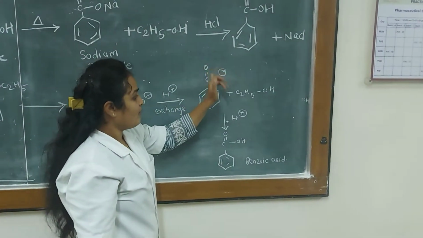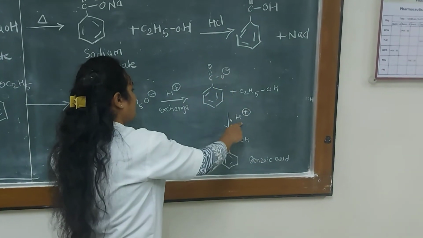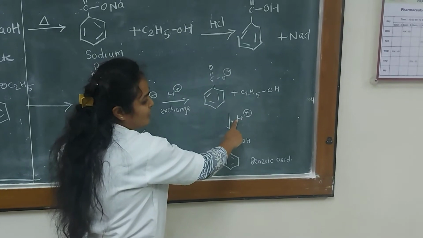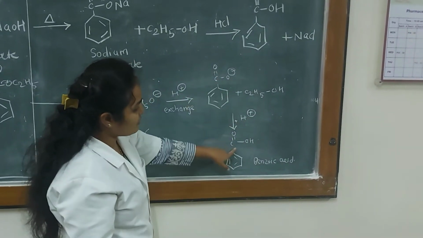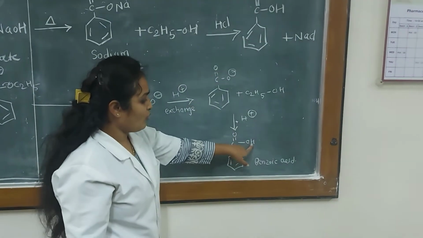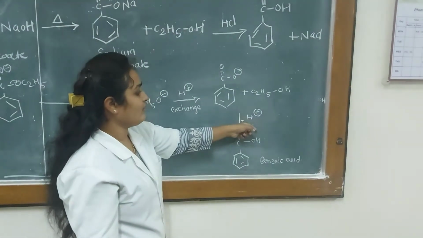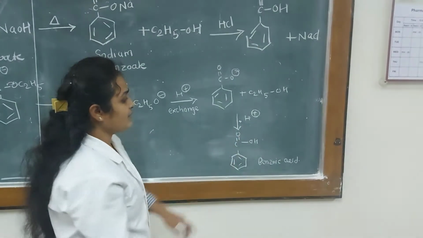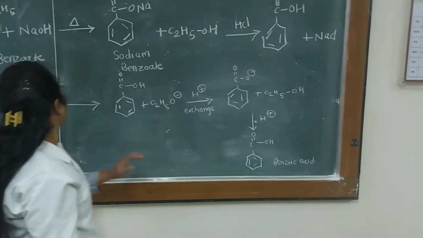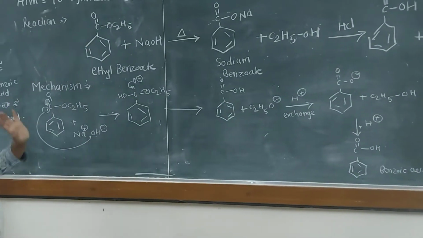Then in the next step, protonation takes place, the addition of H plus ion. Addition of H plus ion means the formation of C double bond OH, and here is the formation of benzoic acid. In that last step, protonation takes place, meaning the addition of H plus ion. This is the mechanism of benzoic acid.